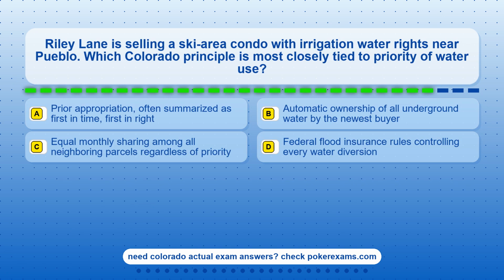Question 18. Riley Lane is selling a ski-area condo with irrigation water rights near Pueblo. Which Colorado principle is most closely tied to priority of water use? Option A. Prior appropriation, often summarized as first in time, first in right. Option B. Automatic ownership of all underground water by the newest buyer. Option C. Equal monthly sharing among all neighboring parcels regardless of priority. Option D. Federal flood insurance rules controlling every water diversion.